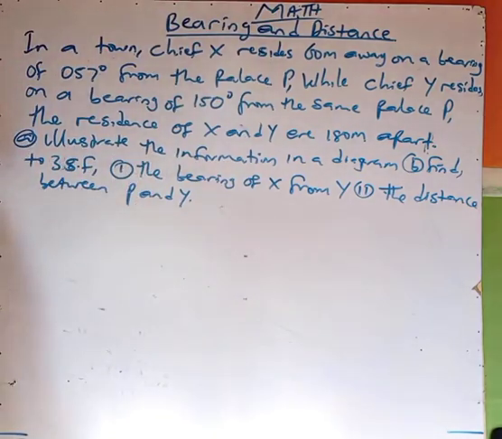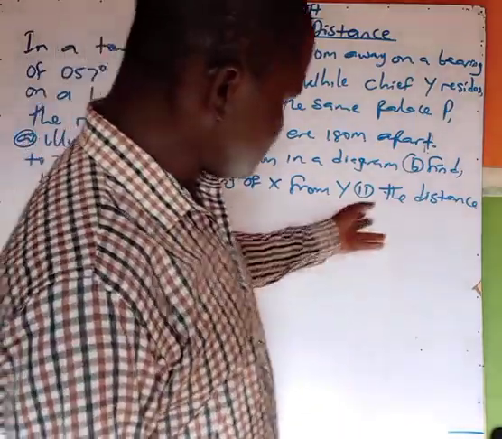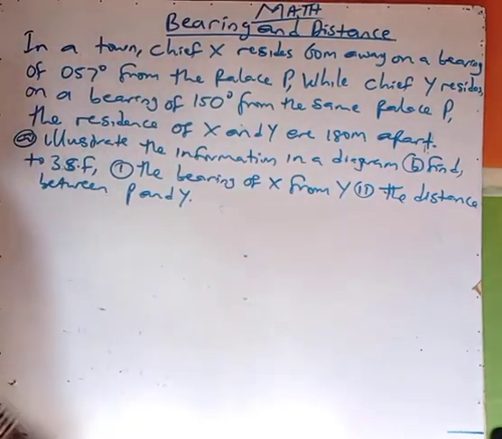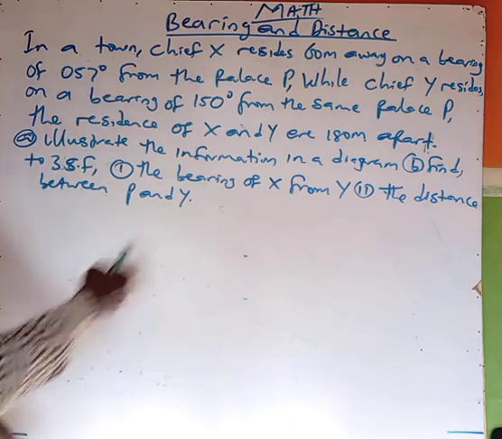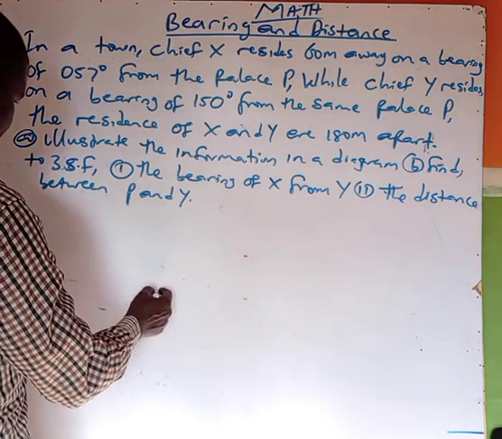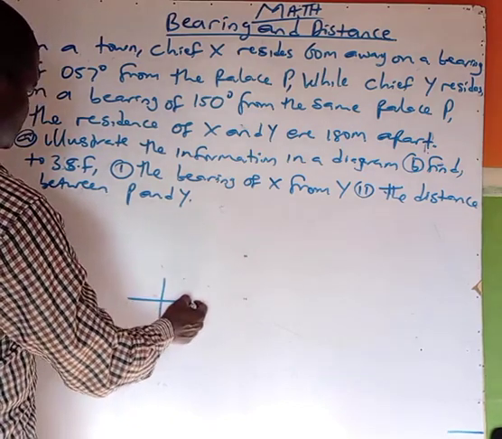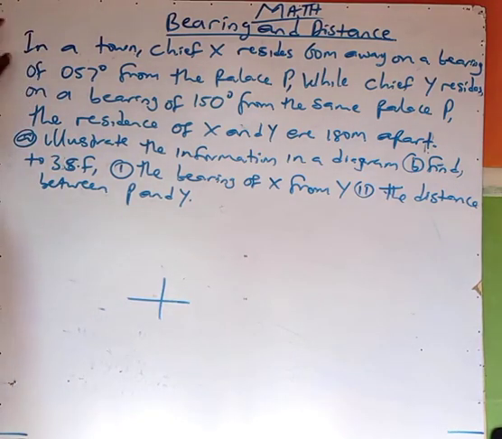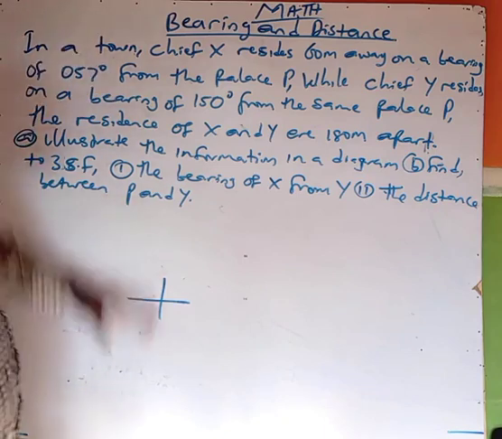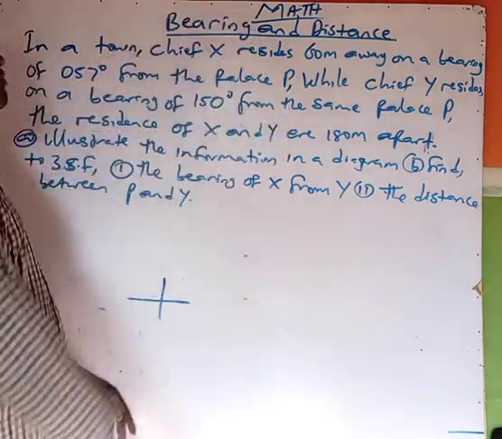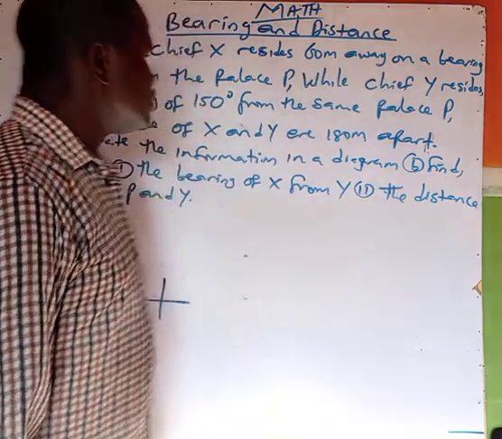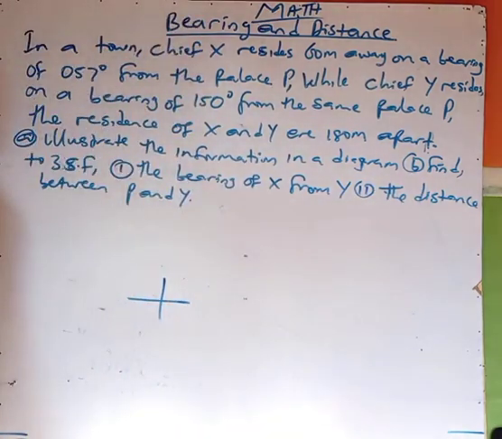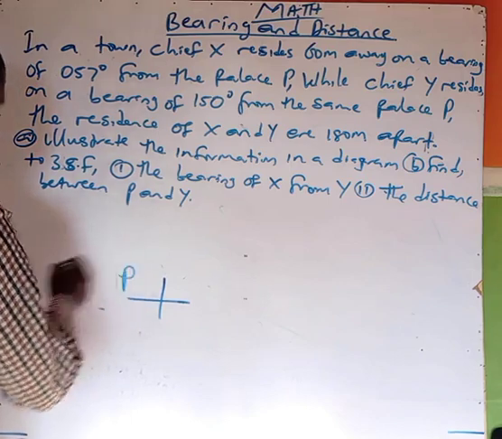Illustrate the information in a diagram. Find, to three significant figures, the bearing of X from Y and the distance between Y and P. Now look at this. So you simply start from here. Let's say you have this. You start with the four cardinal points, as I told you the other time. In a town, Chief X resides 60 meters away on a bearing of 57 degrees. So what you have here is a palace.